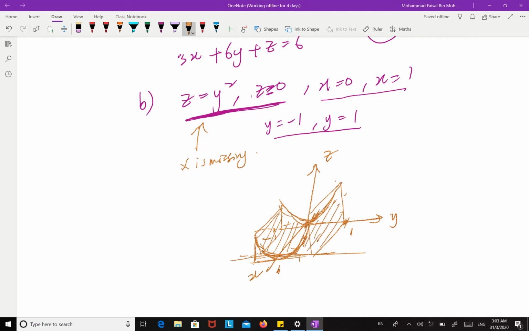It's just like you have the hole here, so like a drain. Longkang. Longkang is in Malay, drain in English.